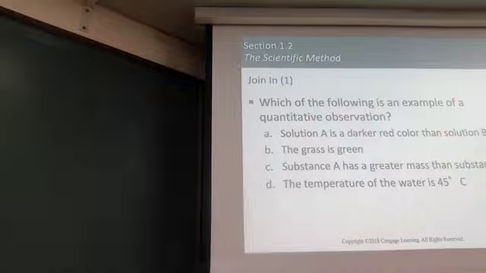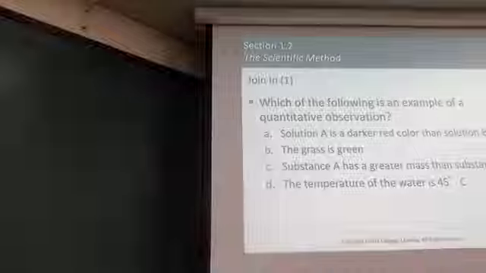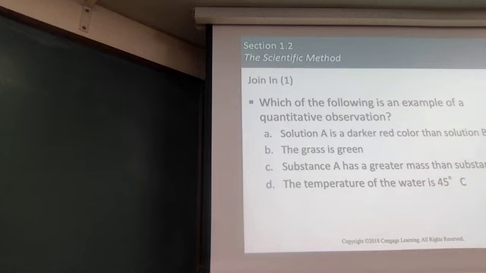So this is a pretty simple one. Which of these is an example of a quantitative observation? Solution A is a darker red color than solution B. Who thinks this is a quantitative observation? Please raise your hand right now. Who thinks this is qualitative? You should all raise your hand, either quantitative or qualitative, okay? Everyone, please. Who thinks this is a quantitative observation?